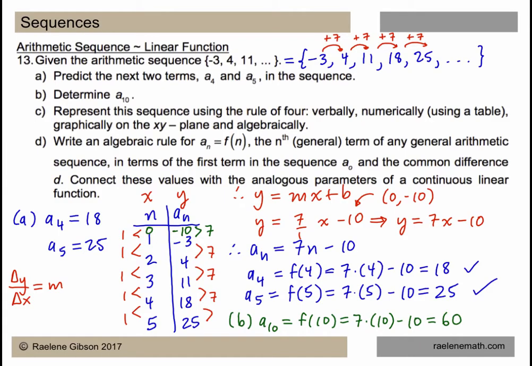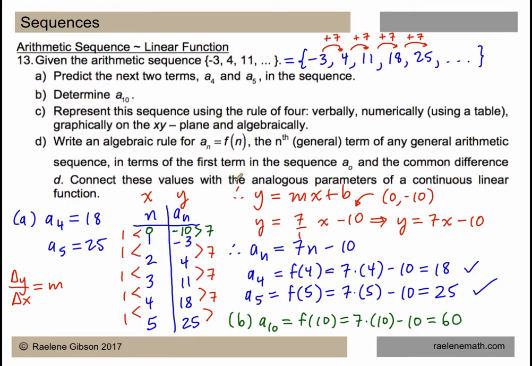So I feel fairly confident in my approach, and I want to represent the sequence verbally, numerically, graphically, and then algebraically. Well, I've come up with my algebraic expression, my rule, my formula. I've come up with a table numerically. I've done it graphically, and now I can say that verbally this is the sequence that starts at -3 and has a common difference of 7.